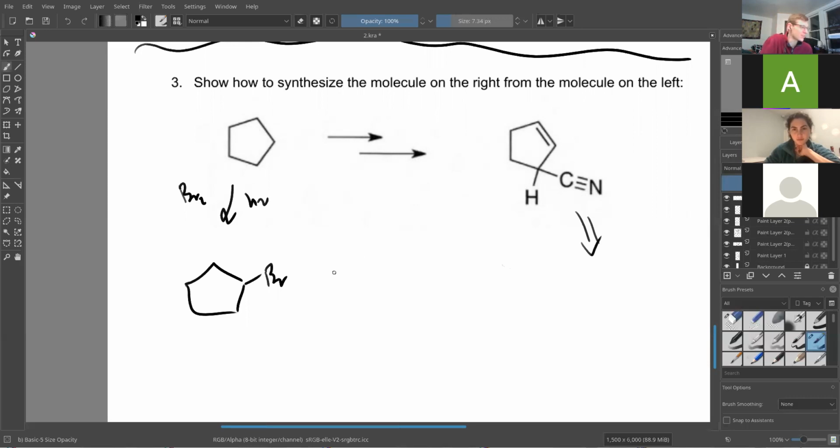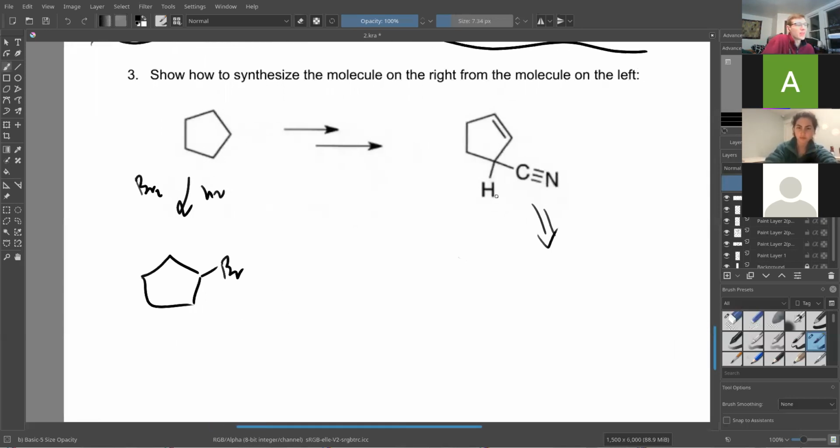But let's say you get to this point and you're like, all right, well, I don't really know what I'm supposed to do from here, right? Like what is the point, the idea? We can instead look at the final structure and think, all right, how would I have gotten here? Or how do I know how to get here one step backwards? And in my case, what really stands out is this CN group.